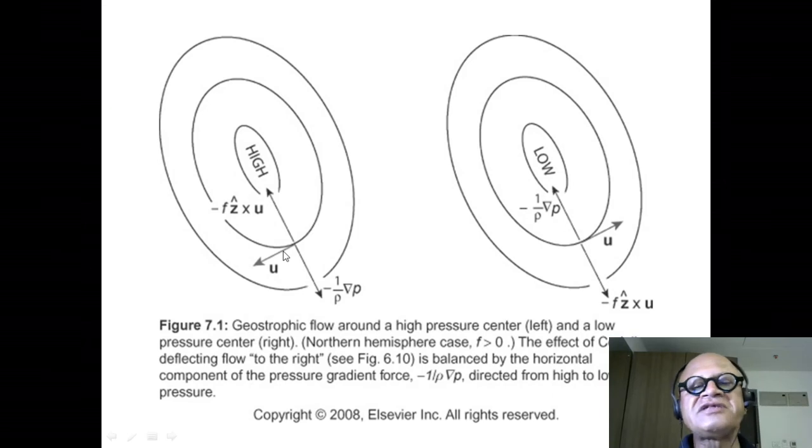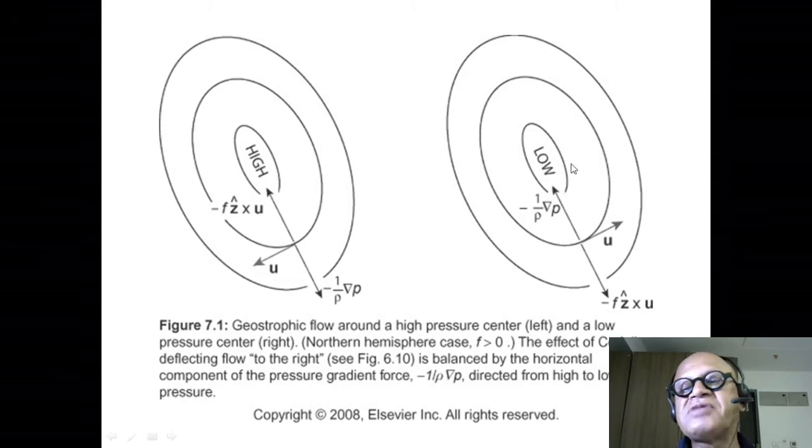But what is amazing here is that these are constant pressure lines, so instead of flow down the pressure gradient, you're going to have it parallel to isobars or constant pressure lines.